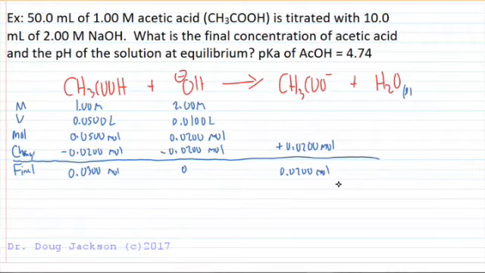Okay, so at this point, we have a couple options. We already have our moles, but we need molarity for both our calculation of our ICE table or Henderson-Hasselbalch. So we've got to actually figure out what our new volume is. Our final volume is the 50 milliliters plus the 10 milliliters. So that's going to give us 0.0600 liters for both of these.